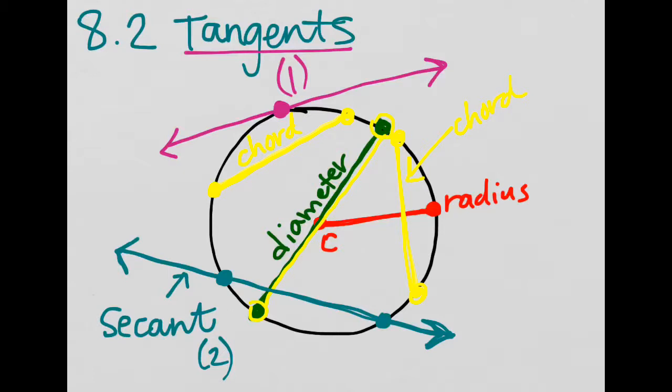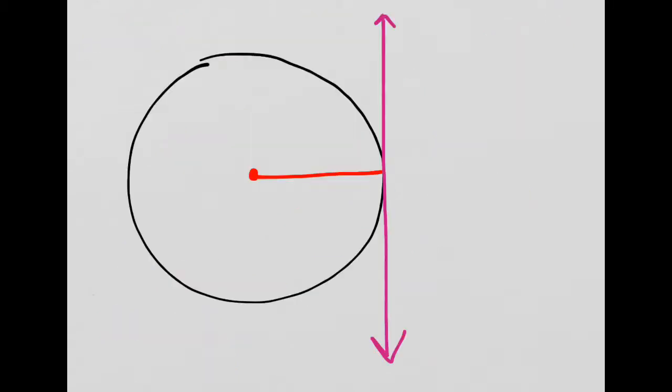Okay, so here is my tangent, and this is our new word today. All right, so this is one of our first theorems. This is on page 351. Important piece of information here about a tangent.